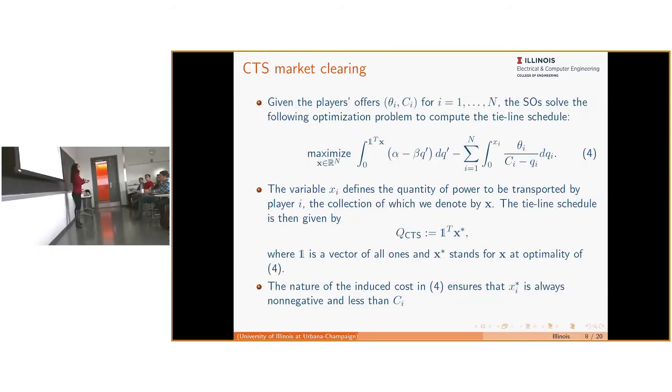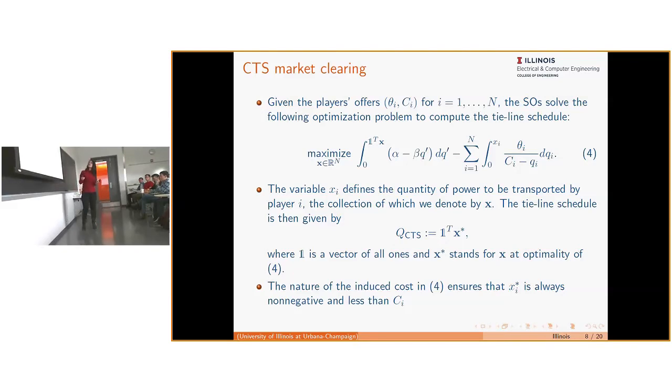So given the collection of the transport offers by the end players, the system operator acts to clear the CDS market by solving a social welfare problem, maximizing the social welfare objective given by expression 4, where the transport offer of every player has entered the objective in the form of induced costs. Also notice that the induced costs have the form of logarithmic barrier functions, which also ensures that the cleared quantities from the market to every participant will be non-negative and less than or equal to their maximum liquidity Ci.